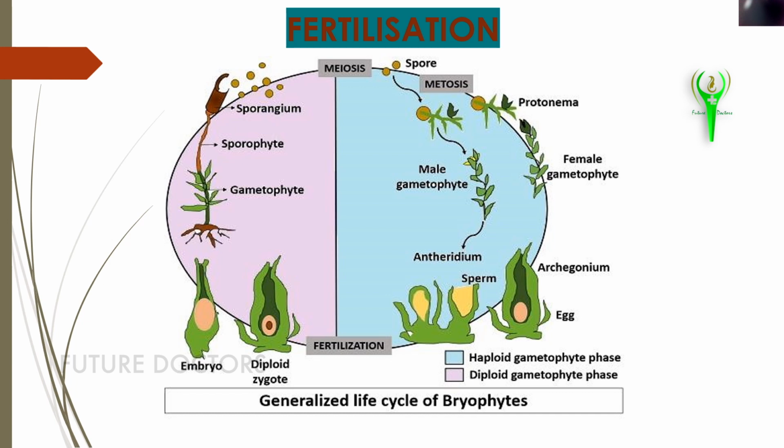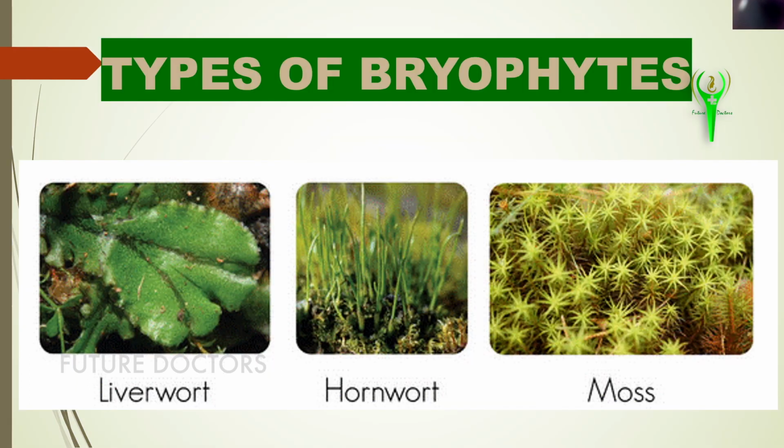Mosses form dense mats on the soil. They reduce the impact of falling raindrops and thus prevent soil erosion. Marchantia has medicinal properties to cure lung and liver infections. It also has anti-tumor properties. Types of bryophytes: first we'll see liverworts.